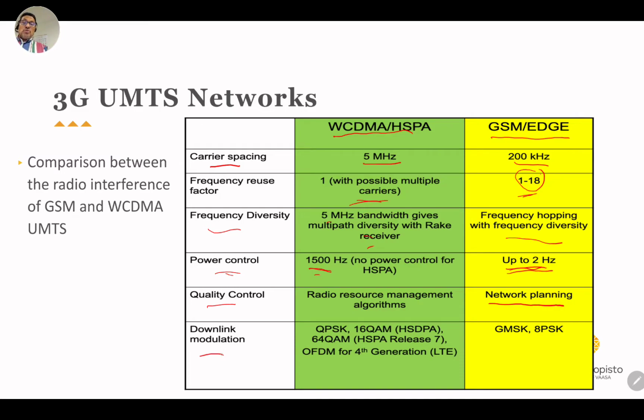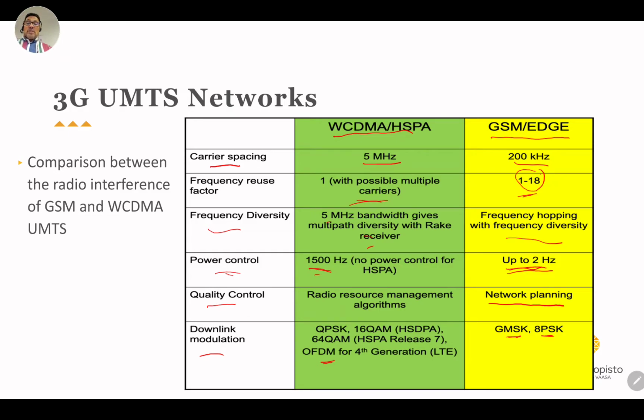In the downlink modulation, in wideband CDMA, we can use quadrature phase shift keying, 16 QAM, and 64 QAM in High Speed Packet Access, Release 7. And in the fourth generation, of course, we go to OFDM. But in GSM, we use Gaussian minimum shift keying, which is actually one kind of binary phase shift keying, and 8 phase shift keying for EDGE. So this is just a fast comparison.